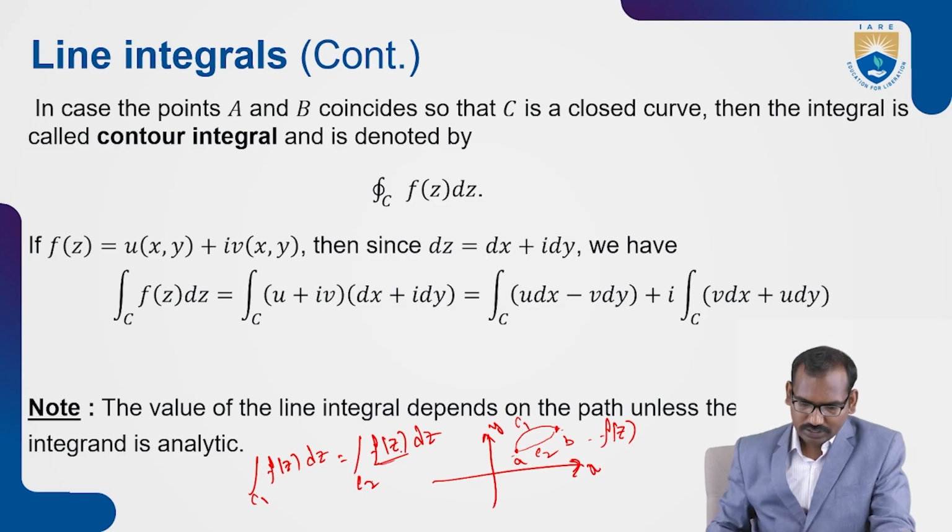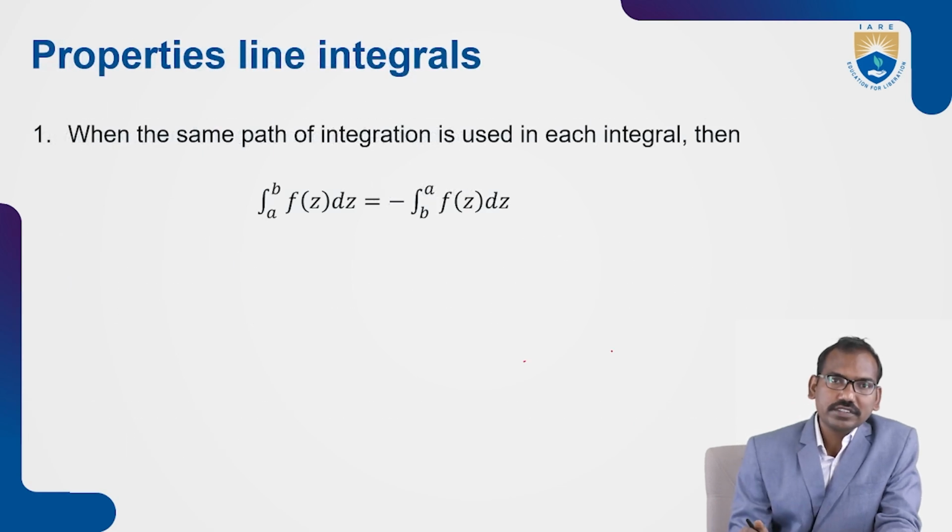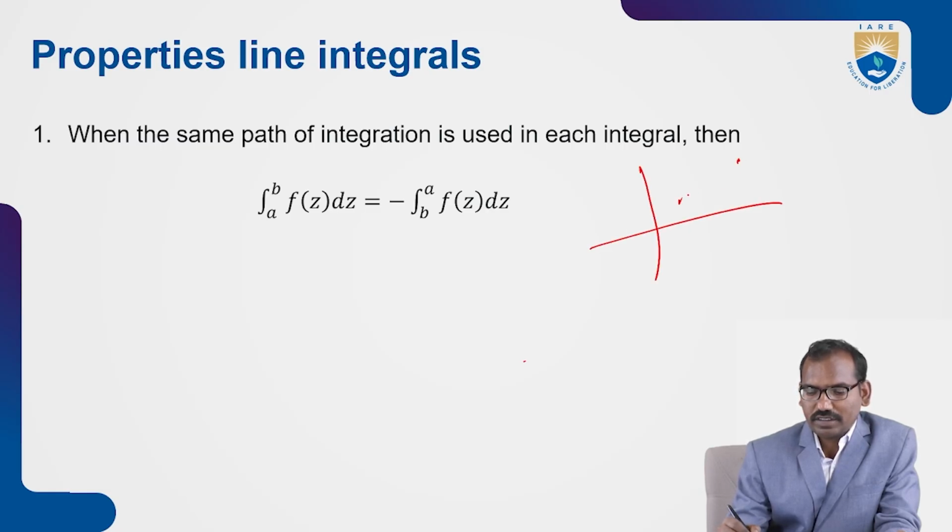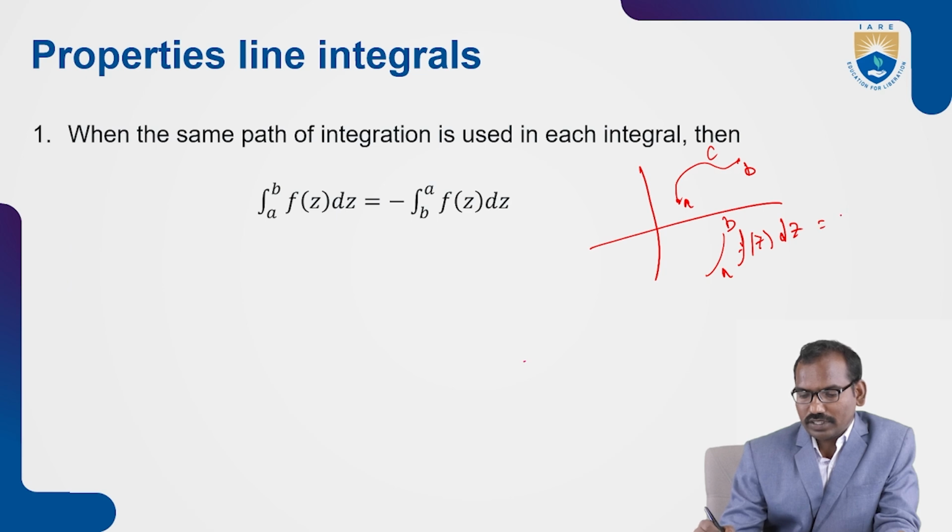Now there are properties of line integrals. When the same path of integration is used in each integral, here there is a complex plane with a curve C, and points A and B. If you take the integration of f(z) dz from a to b, this value equals the negative of the integration from b to a of f(z) dz.